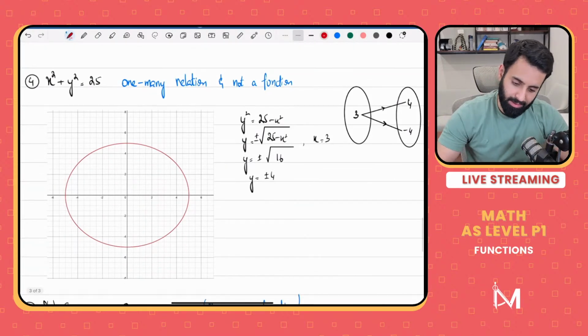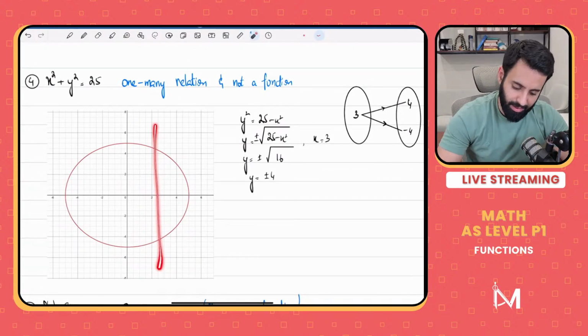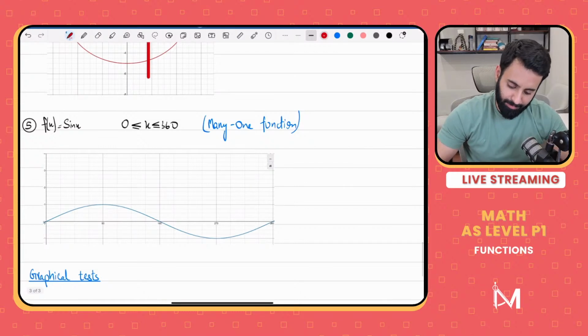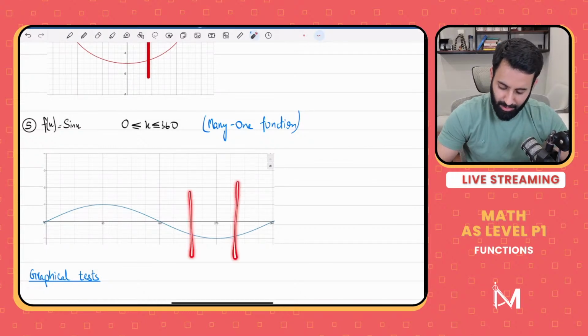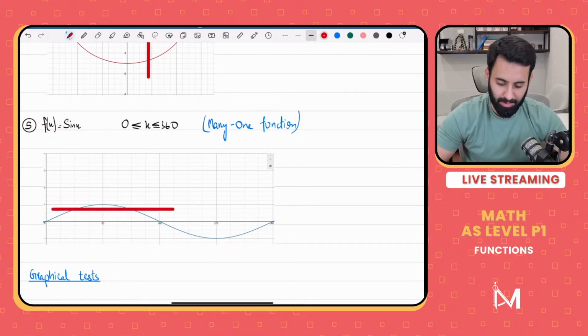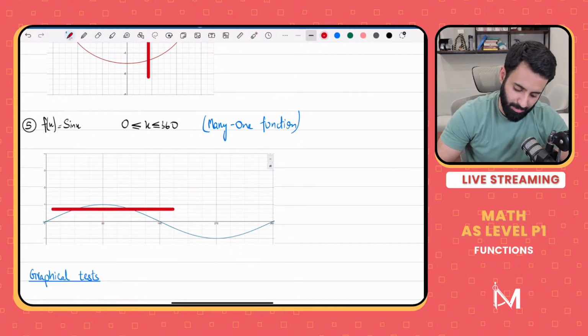As far as a circle is concerned, when we draw a vertical line, it cuts it twice, so there is no point in testing whether it's a one-to-one function or a many-to-one function. It's not a function to begin with. As far as a trigonometric curve like this is concerned, if I draw a vertical line, it will always cut it once. But if I draw a horizontal line, it will cut it twice. That means this is an example of a many-to-one function.